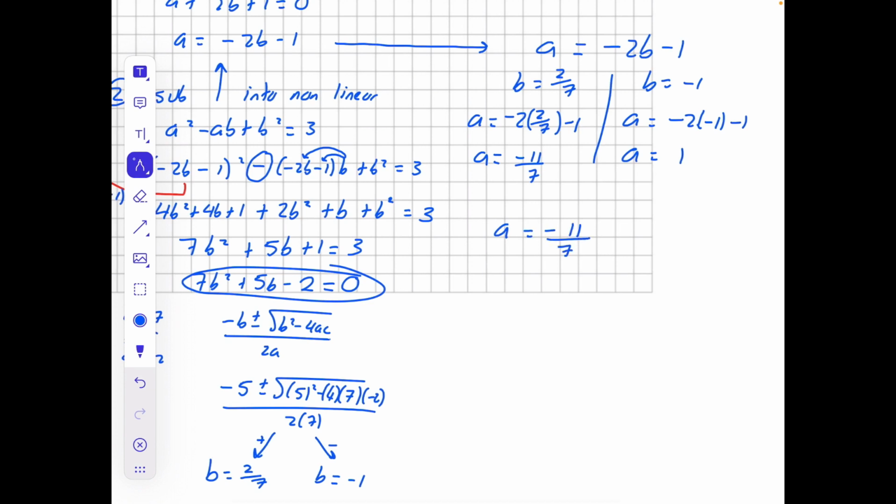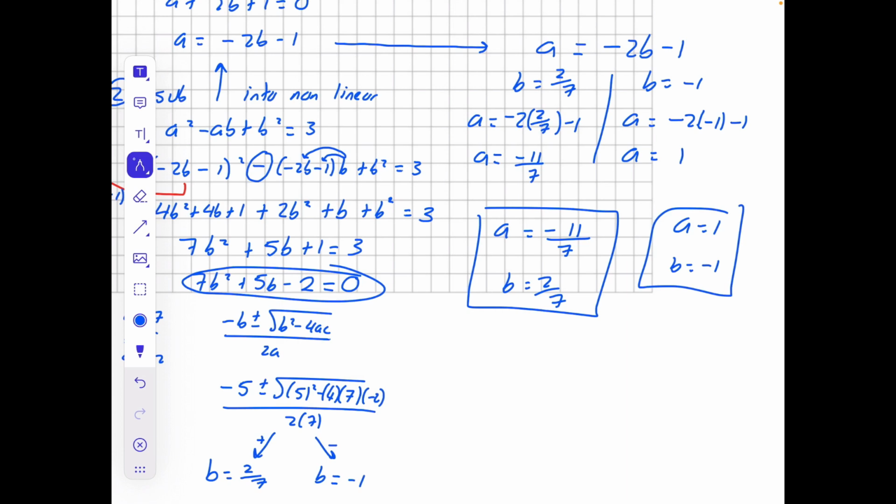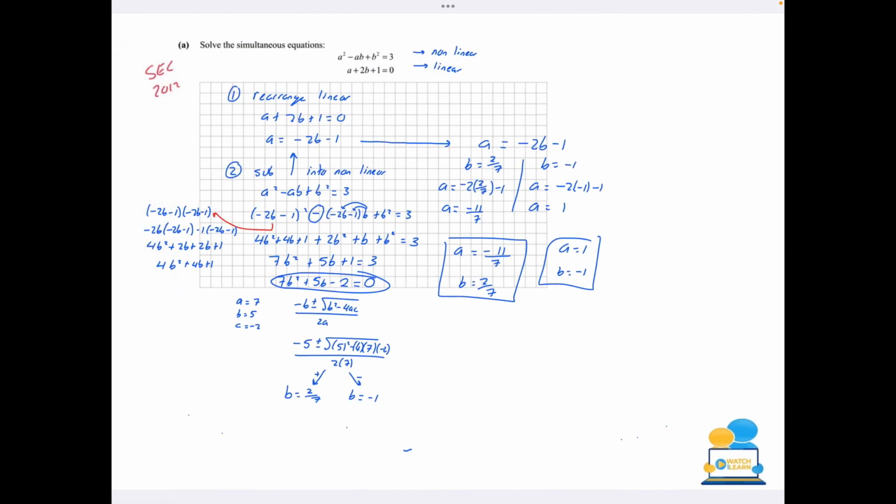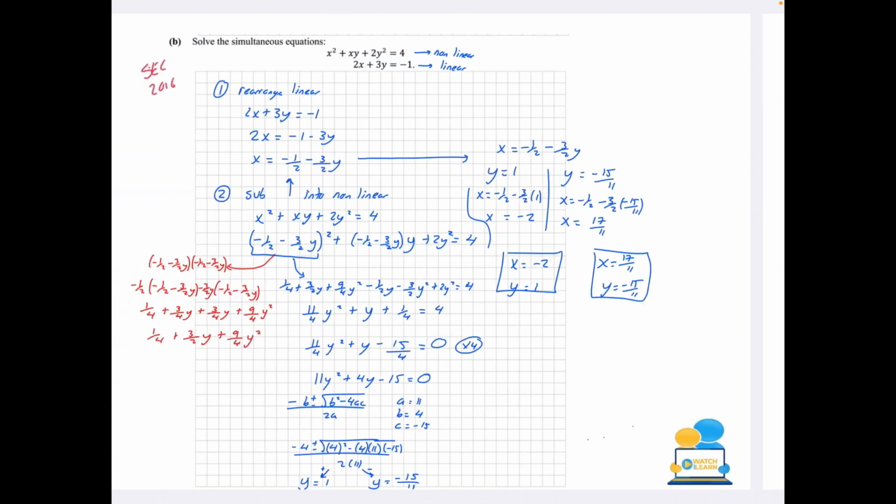So my two sets of answers: a is equal to minus 11 over 7 and b is equal to 2 over 7. That's one pair. Or a is equal to 1 and b is equal to minus 1. That's my other pair. Okay, these are tricky. They take a little bit of practice. But I think we've hit the kind of tricks they can put in there. Okay, they can't make them much harder than that.